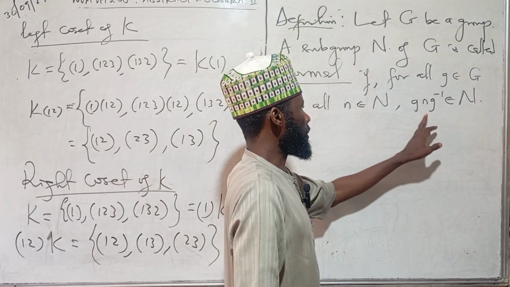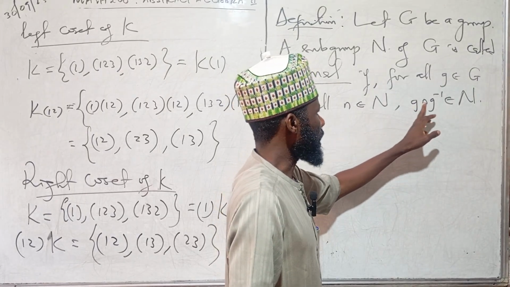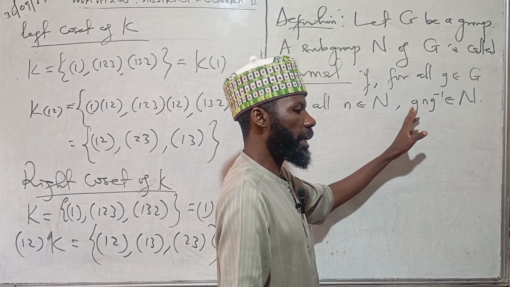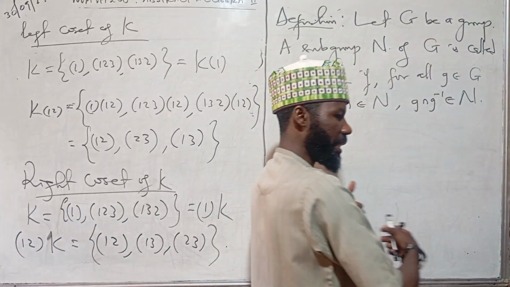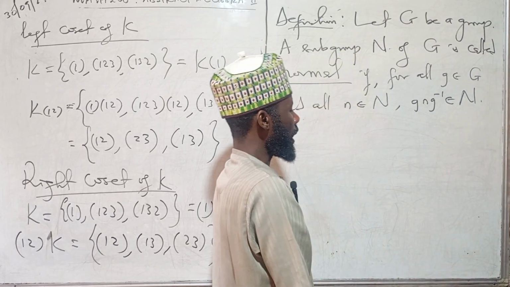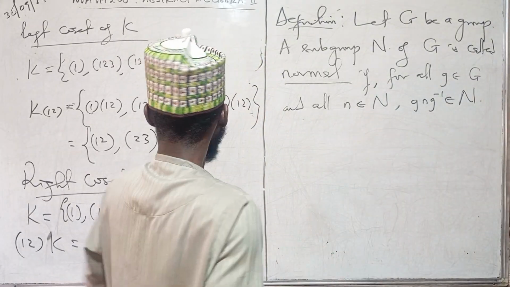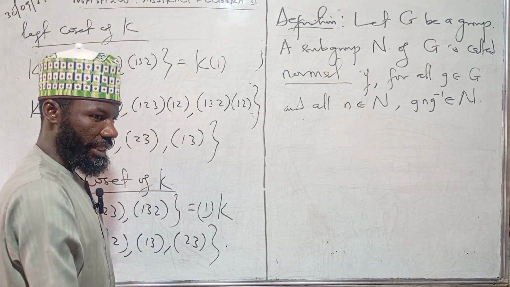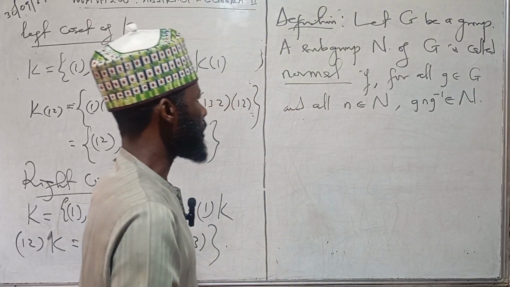This kind of product is referred to as the conjugate of N by g. If you take any element of this subgroup and any element of the group and multiply the element of the subgroup from left and right by this g and its inverse, the result will still be in the subgroup. Whenever this happens, that subgroup is precisely the kind where the cosets coincide. So this is what we call a normal subgroup.